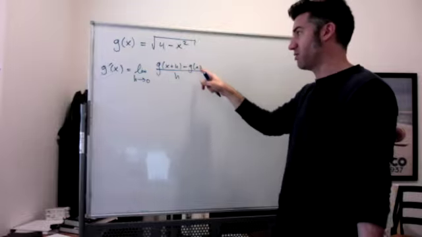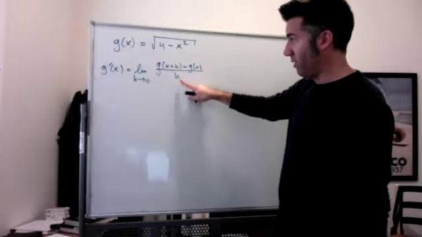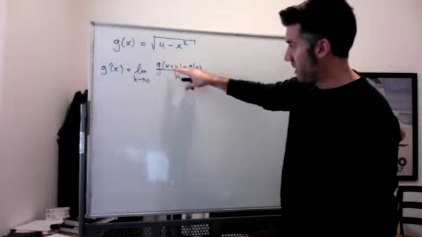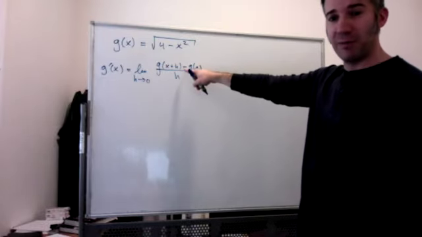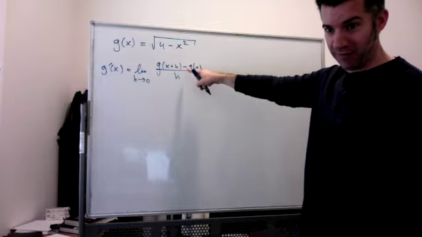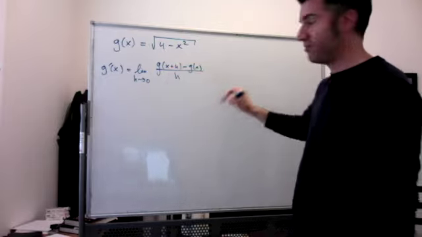Function value minus function value over the difference in the x's, right? That there is your x plus h minus your x, which is just h. So make sure you've got, I've seen too many people put a plus sign there. It's a minus sign, be careful. And too many people put a minus sign there. It's a plus sign there.